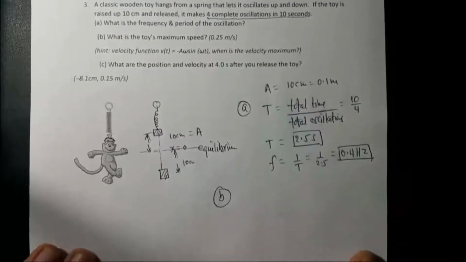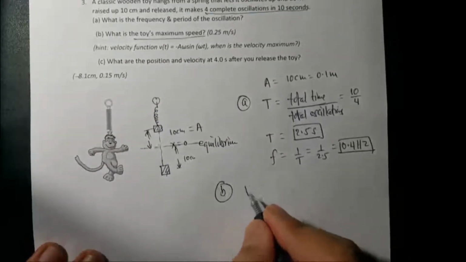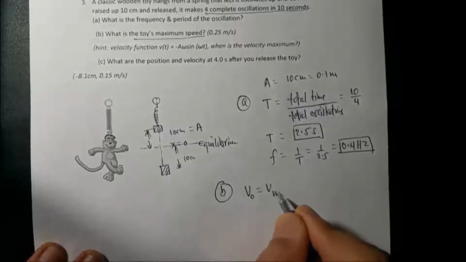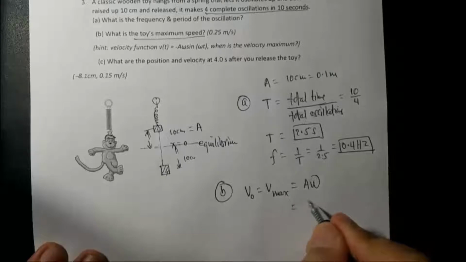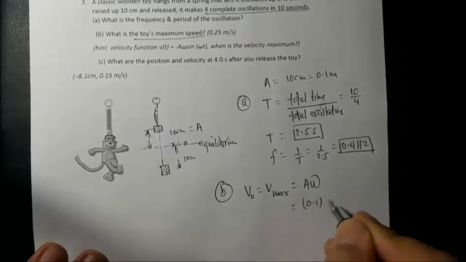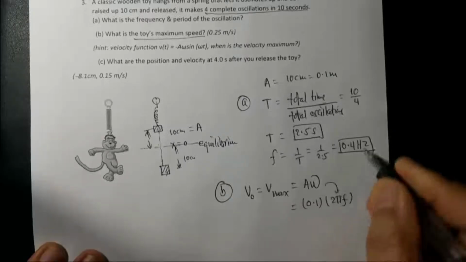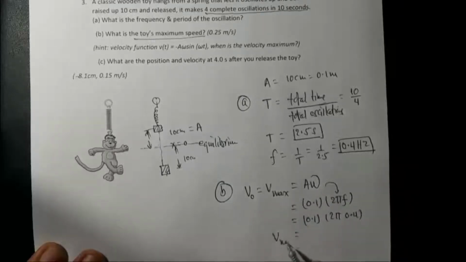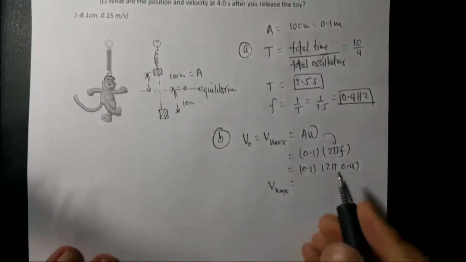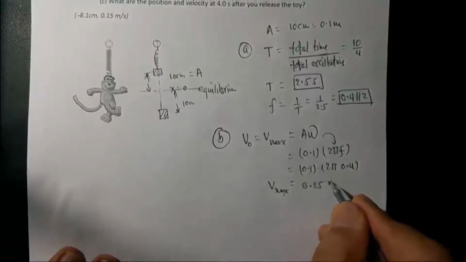Second part, what's the toy's maximum speed? We have already done this somewhere. Maximum speed is v naught, the velocity amplitude. The magnitude is just A omega. So amplitude is 10 centimeters, which is 0.1, and omega is 2 pi f. Because we already know f, it's 0.1 times 2 pi times 0.4. So that's your maximum velocity during this oscillation. If you do this calculation, it is 0.25 meters per second.